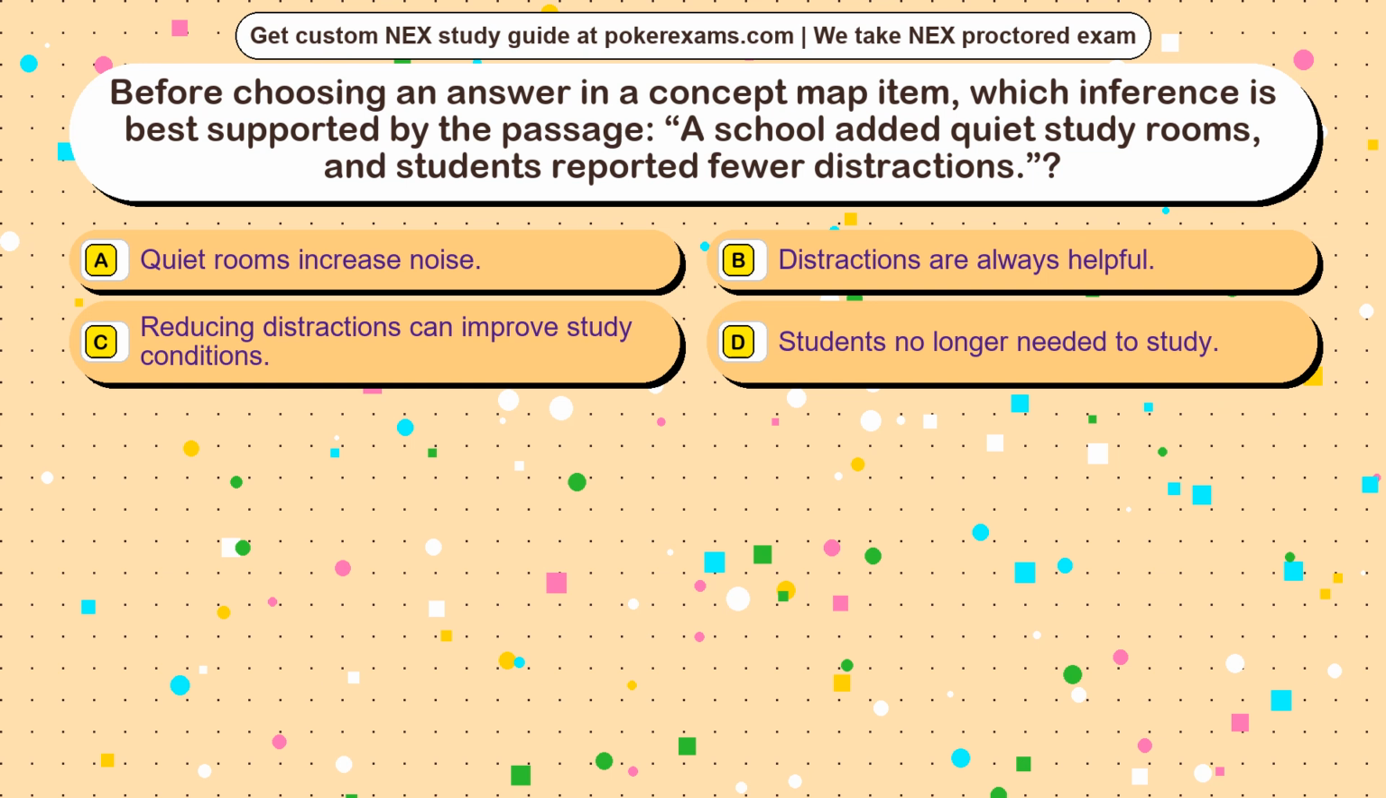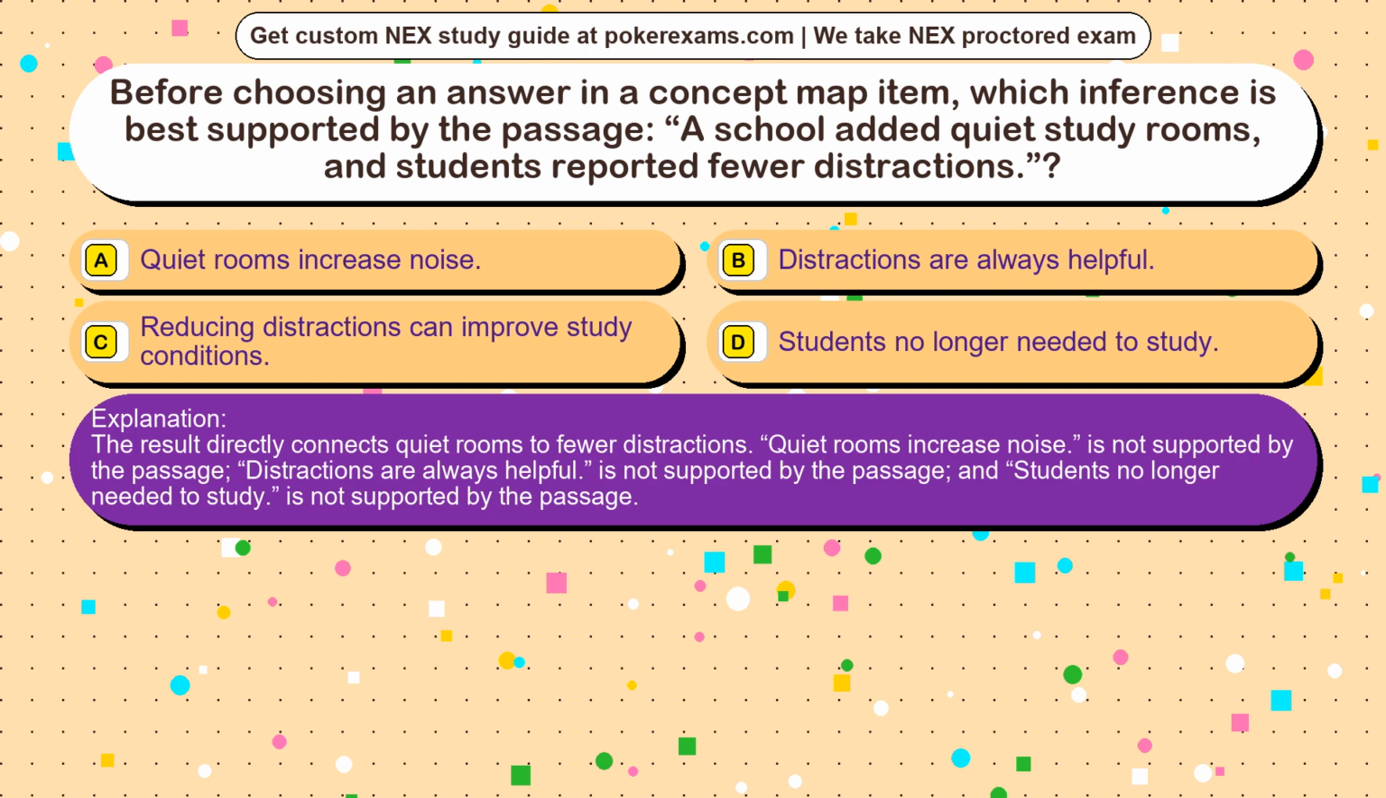The correct answer is option. The result directly connects quiet rooms to fewer distractions. Quiet rooms increase noise, is not supported by the passage. Distractions are always helpful, is not supported by the passage. And students no longer needed to study, is not supported by the passage.